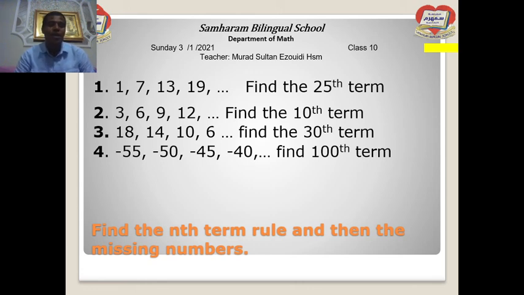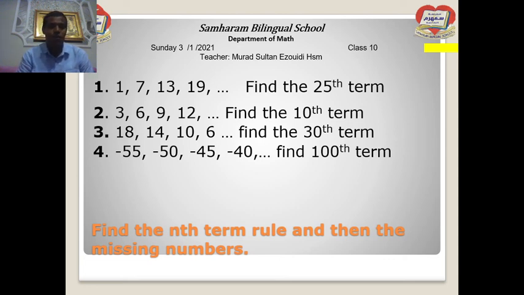Then here we have another exercise. We have 4 arithmetic sequences. The question is to find the nth term rule, and then the missing numbers. Here the missing number is the 25th term. The first term is 1, the second 7, 13, and so on. The common difference here is 7 minus 1, which is 6. You can make 1 plus 6 multiplied by n minus 1. So it will be 1 plus 6n minus 6, so it will be 6n minus 5. This is the nth term.